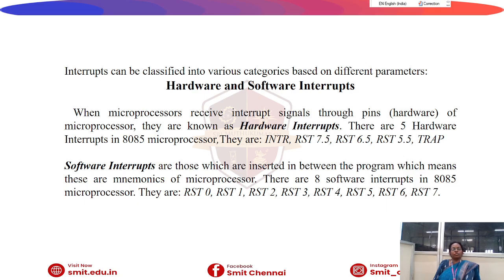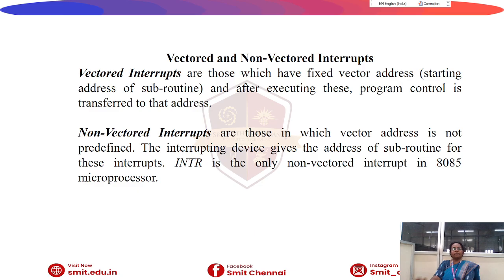Software interrupts are those which are inserted in between the program, which means these are mnemonics of the microprocessor. There are eight software interrupts in the 8085 microprocessor. They are RST0, RST1, RST2, RST3, RST4, RST5, RST6, and RST7.